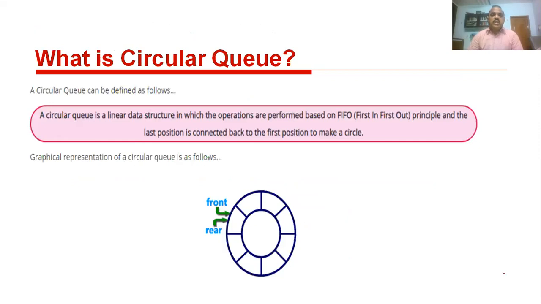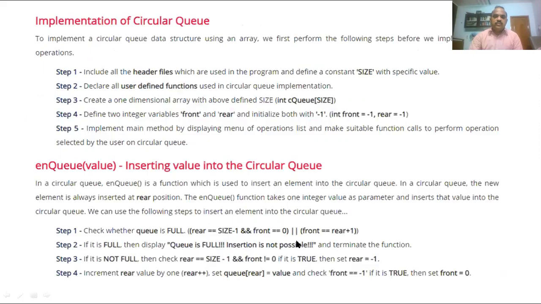So what is a circular queue? A circular queue is also a linear data structure in which the operations are performed based on the FIFO principle, first in, first out. The last position is connected back to the first position to make a circle. Clear? The last rear position is connected to the empty block, forming the circle. This is the graphical representation of a circular queue.